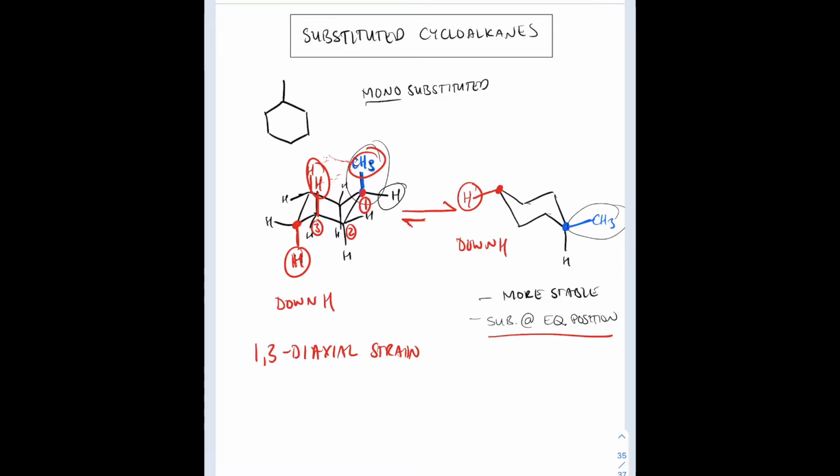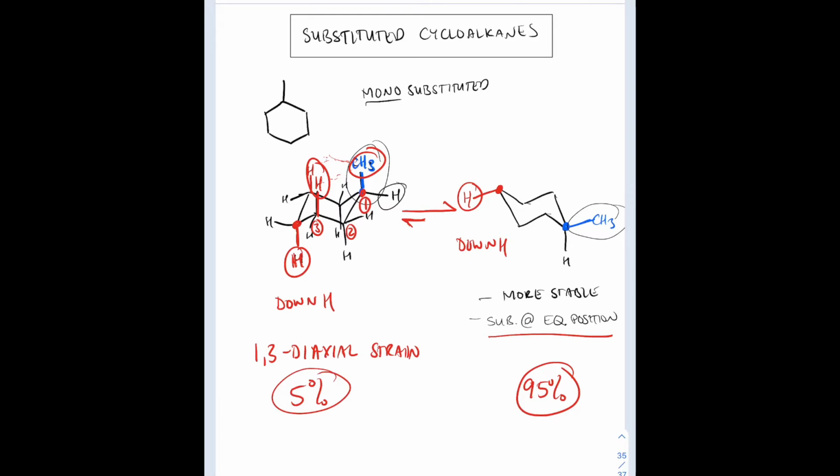And that means that in our equilibrium, we are favoring the structure on the right, and we favor it in a 95% to 5% manner. So if we took a picture of 100 molecules of methylcyclohexane, 95 of them would have the methyl in the equatorial position, and only 5 of them would have it in the axial position. That's just a testament to the effect that 1,3-diaxial strain actually has.